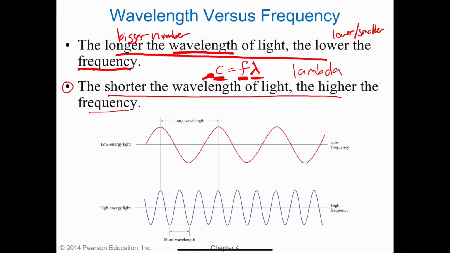And this is saying the exact same thing. The shorter the wavelength, so shorter would mean a smaller number, the higher the frequency, and higher would be a bigger number.